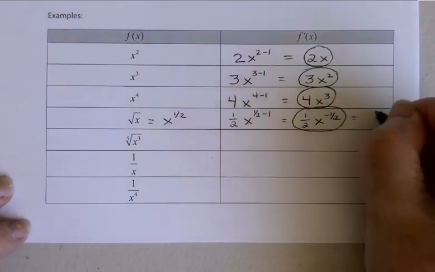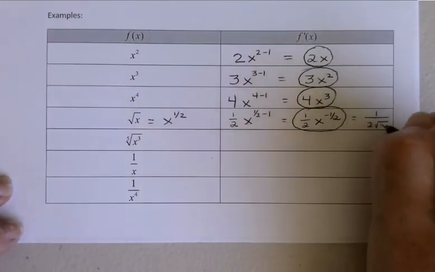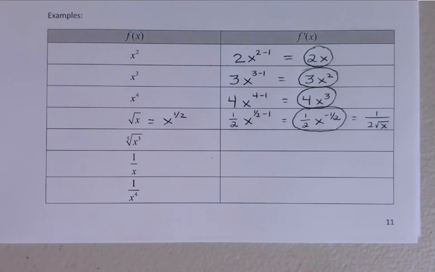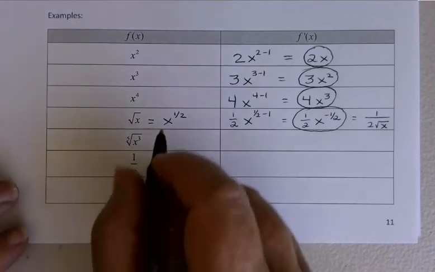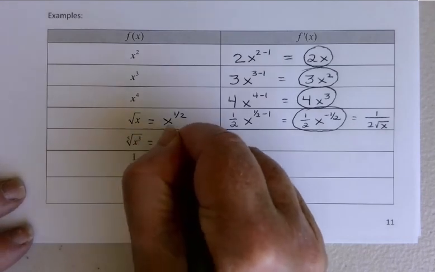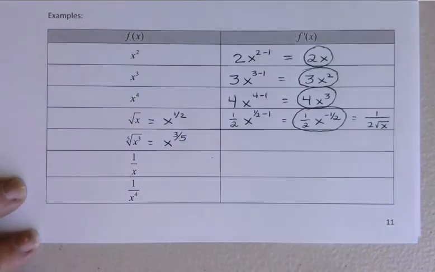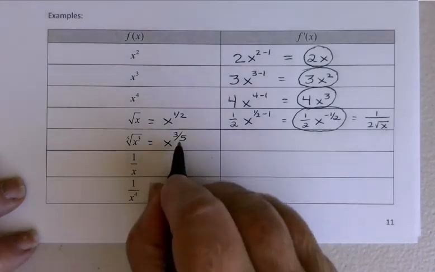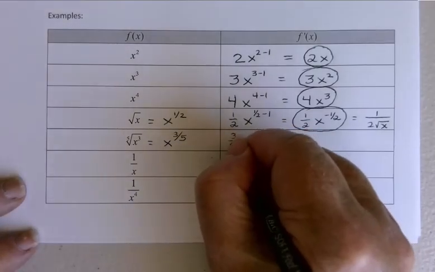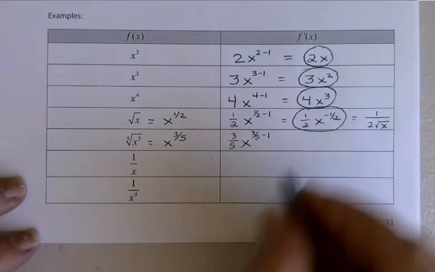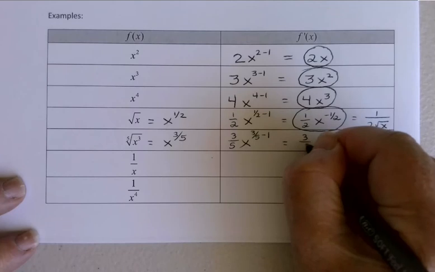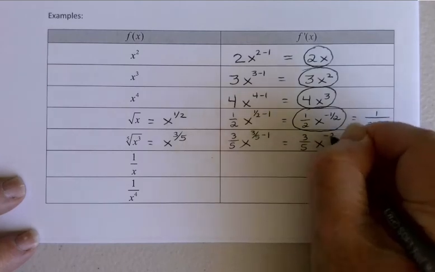Now, of course, you could rewrite that as 1 over 2 square root x if you want to. Oftentimes, fractional exponents are easier to work with, actually, than the radicals, but whichever one works better for your particular situation. One more example similar to that. 5th root of x cubed is actually x to the 3/5. And so if I use my same rule here, n would be 3/5, and the new power would be 3/5 minus 1. So I'd get 3/5 x to the negative 2/5.